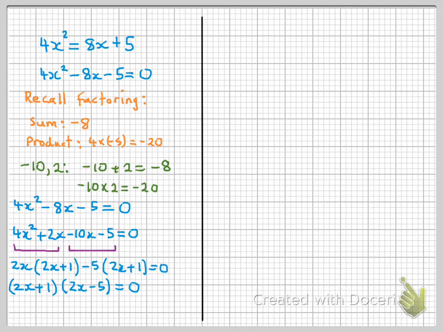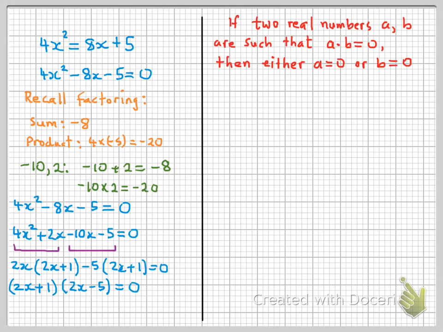Now the next thing is to think about the meaning of this product. What does it mean when you multiply two real numbers and your result is 0? Well, if two real numbers are multiplied together and the result is 0, at least one of those two numbers has to be 0. That's what this statement here means. So if a times b is 0, either a is 0 or b is 0. We can apply that to our factorization of this quadratic equation here, which would imply that 2x plus 1 times 2x minus 5 is 0 implies that 2x plus 1 is 0, or 2x minus 5 is 0.